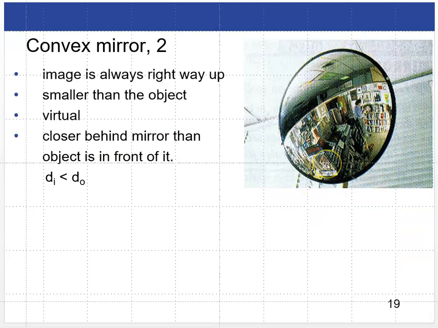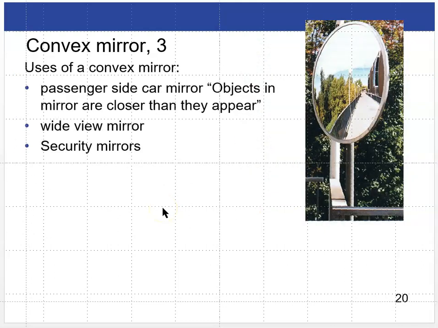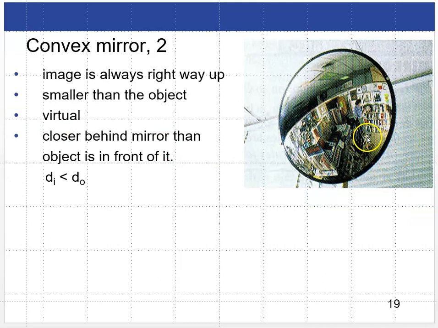Here's a security mirror. See how small the stuff is? Now, what are these useful for? Well, you ever see the passenger side car mirror? And it says down at the bottom, objects in the mirror are closer than they appear. Well, that's because our eyes measure distances by the relative size of objects. And if the size is small, it's going to look like it's further away. And you can see that here. All these objects look small to us, so they look like they're further away. This guy looks like he's standing 30 feet away. He's probably only 10 feet away.